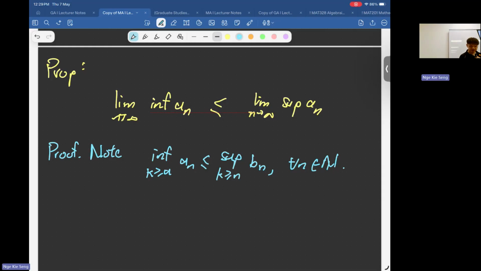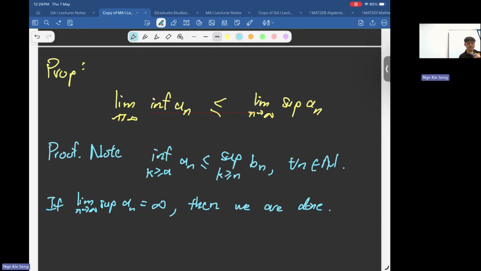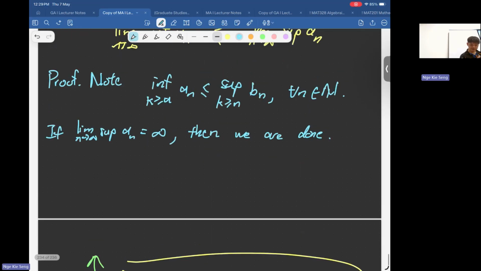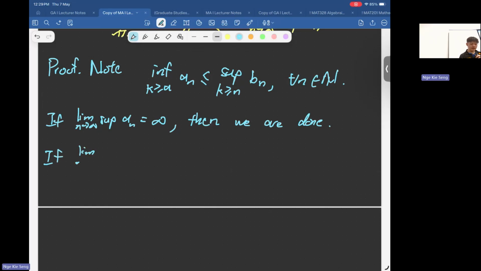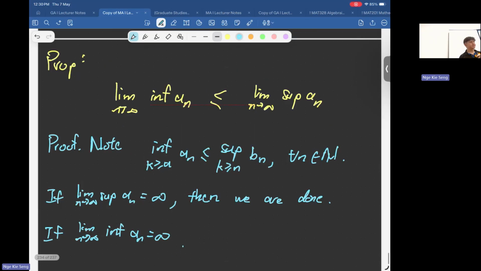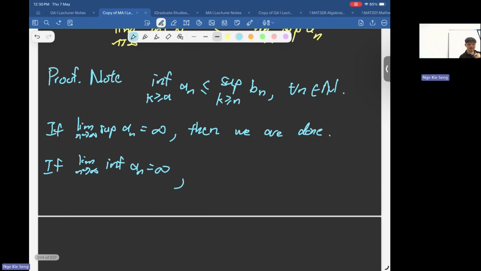Right. Good. So let's break into cases now. If lim sup of an is infinity, then basically we are done, because any number is less than or equal to infinity. If on the other hand lim inf is infinity, what can happen? Can anything be greater than or equal to infinity? Why?